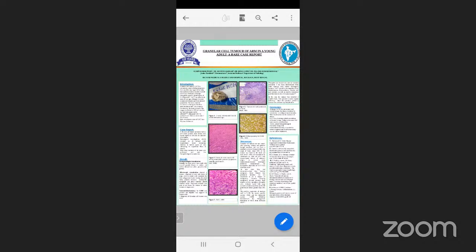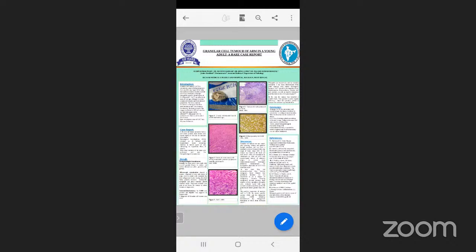Wide local excision of the mass was performed and sent for histopathological examination in our department. We received the specimen. Grossly, the specimen was a grayish-brown skin-covered tissue piece; on cut section it showed a 3 by 2.5 by 1.5 centimeter, solid grayish-white growth at the subcutaneous plane.